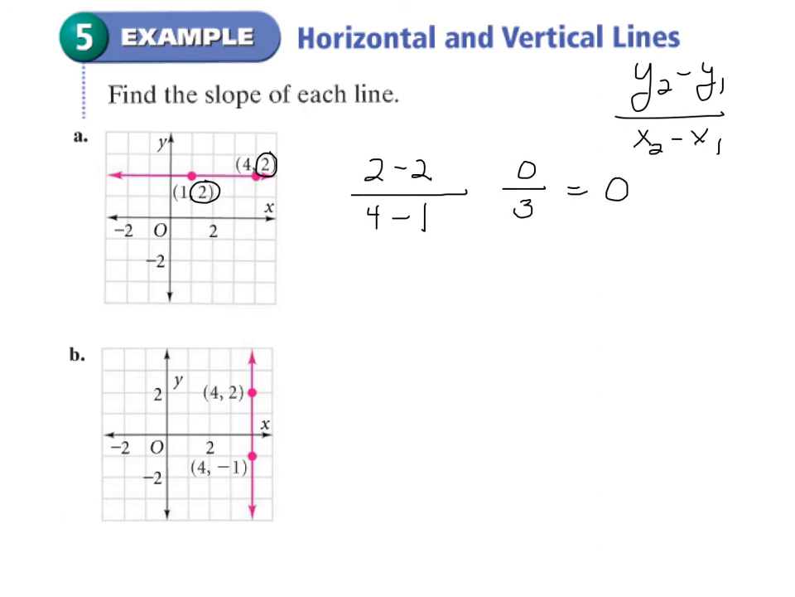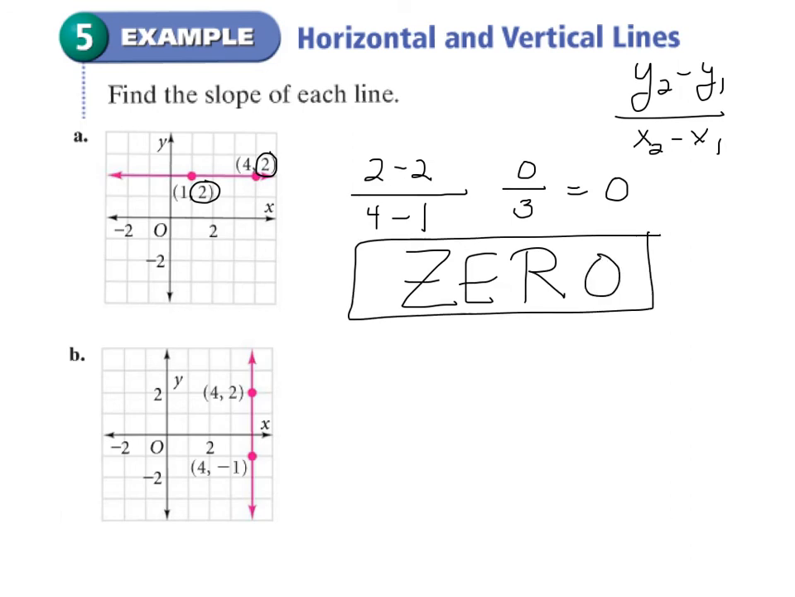The slope of any horizontal line is 0. Don't ever forget that. The slope of any horizontal line is 0. If you go to B, we have to find the horizontal and vertical change. So let's do change in y first. Our y values are 2 and negative 1. 2 minus negative 1 is 3. Our x values, 4 minus 4, that gives us 0. 3 divided by 0 is undefined.